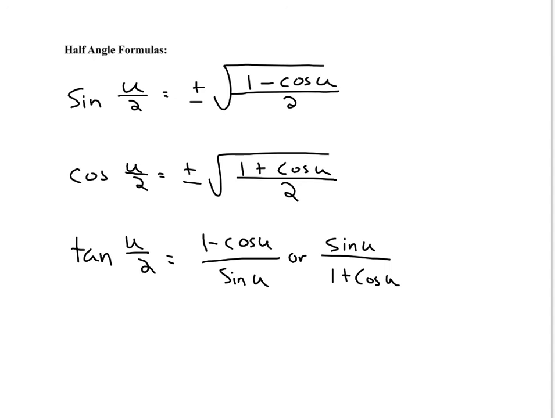Alright? Your half angle formulas: sine u over 2 is plus or minus, and again, notice these are all plus or minus depending upon what quadrant we're in, the square root of 1 minus cosine u all over 2. Cosine u over 2 is plus or minus the radical 1 plus cosine u over 2. Tan u over 2 is 1 minus cos u over sine u, or sine u over 1 plus cos u. And again, we will talk about the derivation of these in class as well.